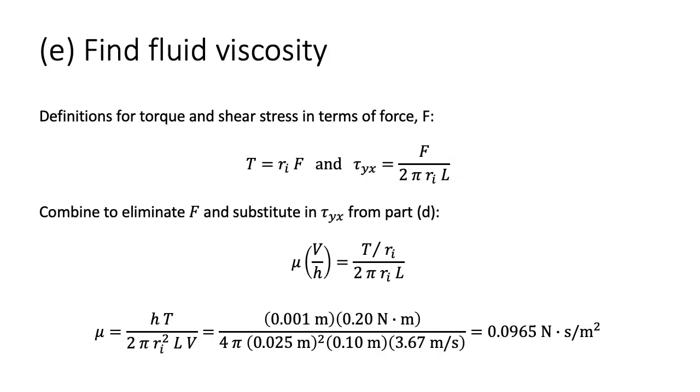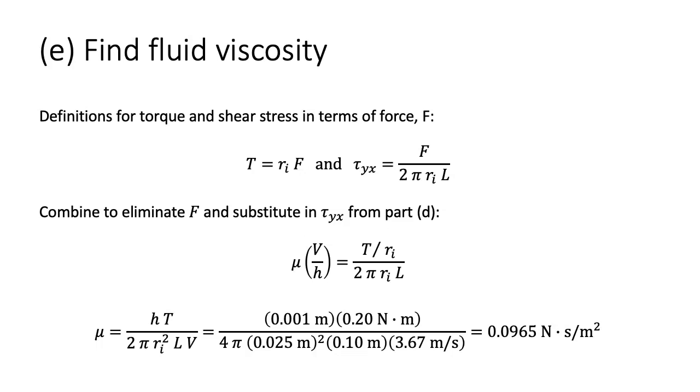For part E, to find the fluid viscosity, we recall that the torque is equal to the force multiplied by the moment arm. Also, the shear stress is that same force divided by the area of the solid fluid boundary. Combining these definitions to eliminate F and using the shear stress distribution from part D, we solve for the viscosity. Note that the viscosity is proportional to the torque required to spin the bearing, as expected. Substituting in our values, we get a value of 0.0965 Newton seconds per meter squared.